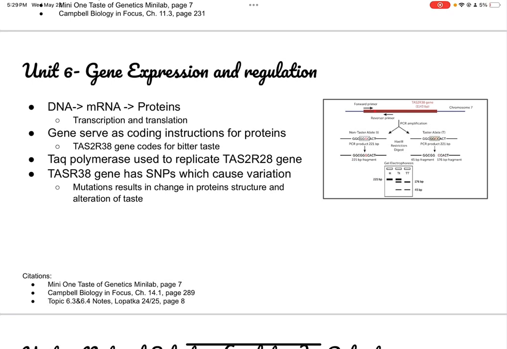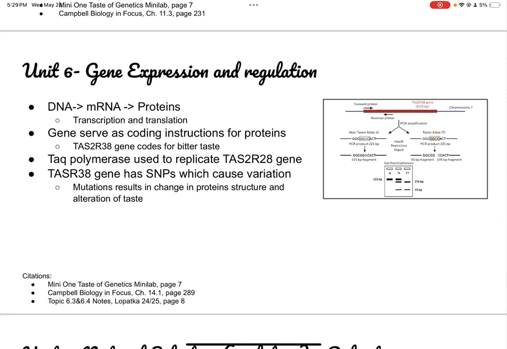The TAS2R38 gene contains the coding sequence for a G protein coupled receptor protein that spans cell membranes in taste buds. When this receptor encounters bitter compounds like PTC, it undergoes a conformational change that triggers intracellular signaling cascades, ultimately leading to nerve impulses interpreted by our brain as bitter taste.